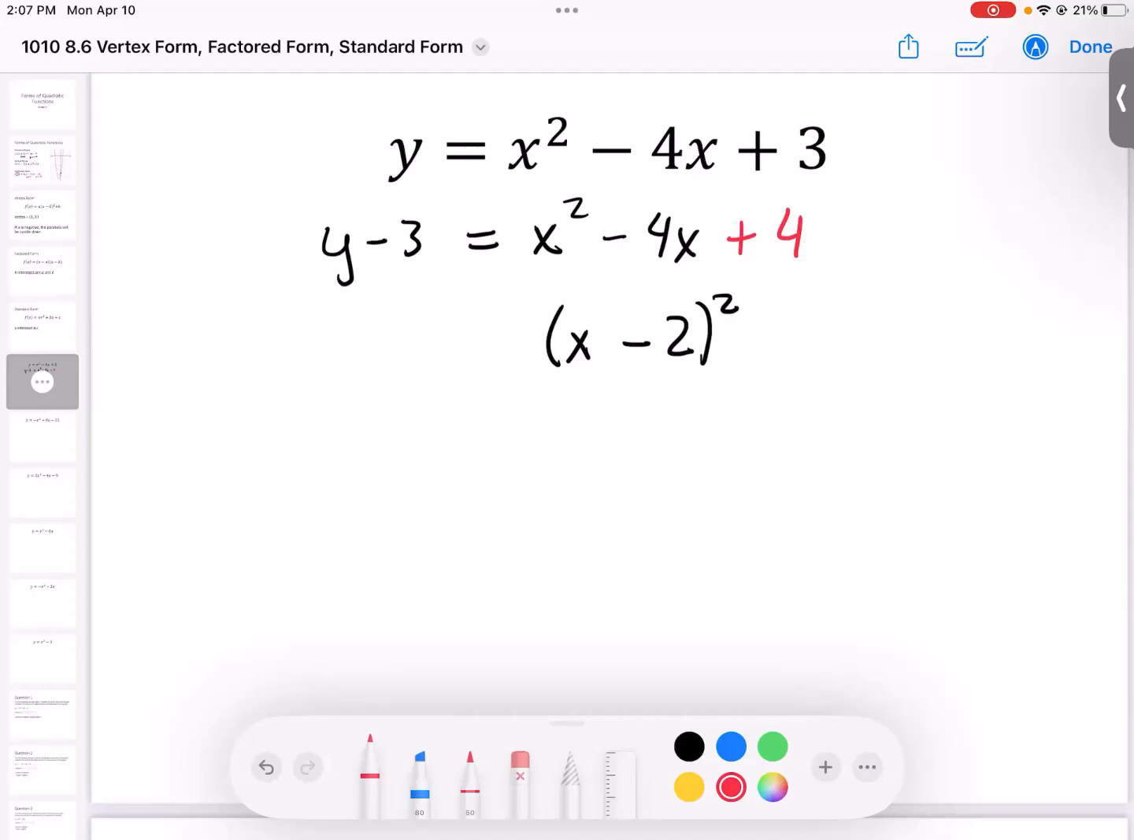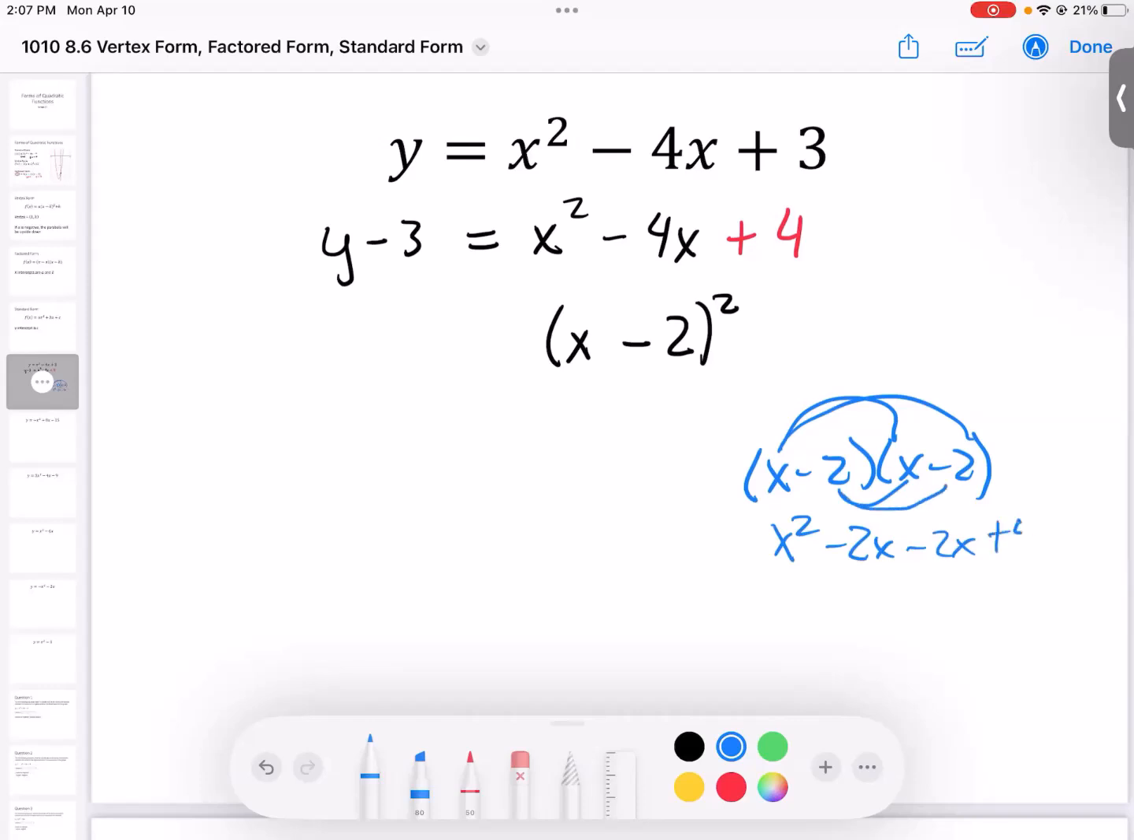So just as a reminder, because it's been a couple days since we've done completing the square, ultimately our goal is to get to something times itself twice. If you were to FOIL this out, I'll write it out and then I'll erase it. If I were to do x minus 2 times itself twice, x times x gives me x squared. X times negative 2 gives me negative 2x. Negative 2 times x gives me negative 2x. And negative 2 times negative 2 gives me positive 4. And that is x squared minus 4x plus 4.